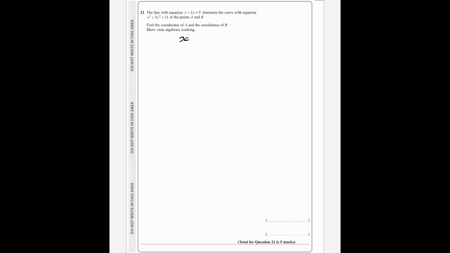Question 21, to find the coordinates of A and B, is the same as asking us to solve these simultaneously. I'm going to take the linear expression, make x the subject, and substitute that in. If you made y the subject of the linear expression, you'd end up having this sort of horrible fraction, 5 minus x over 2, which you'd then be squaring out, and it would get horrendous.